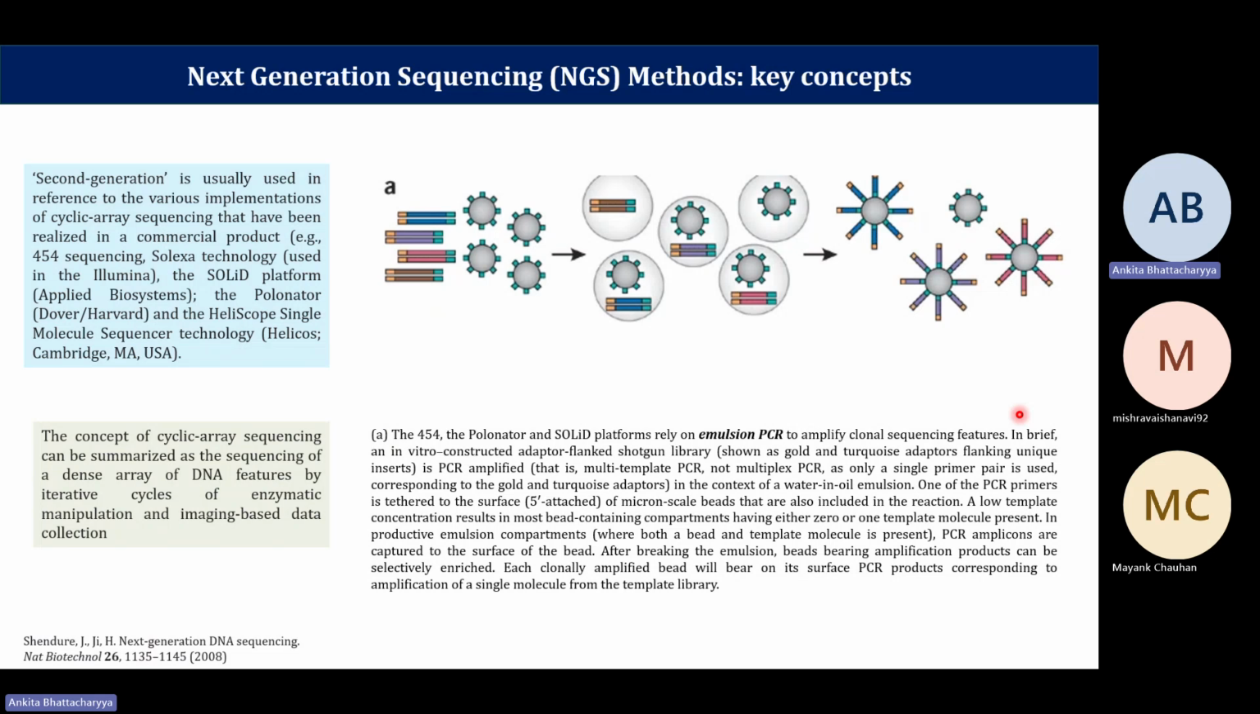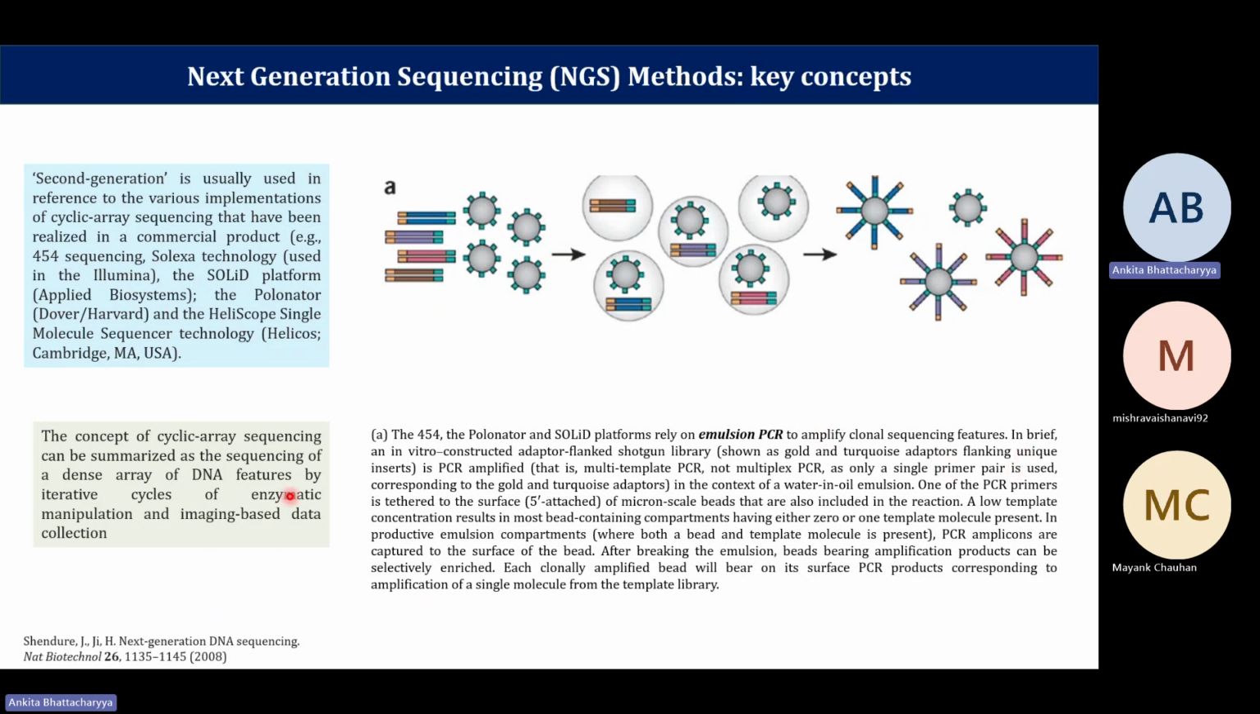Now, beyond that, for sequencing, what is the practical way in which this is carried out? You have the 454, the Polonator, SOLiD sequencing platform. They all rely on emulsion PCR. What is emulsion PCR? Simply put, within a small droplet or within an emulsion droplet, the PCR reaction is carried out. So what does it do? It amplifies clonal sequencing features.